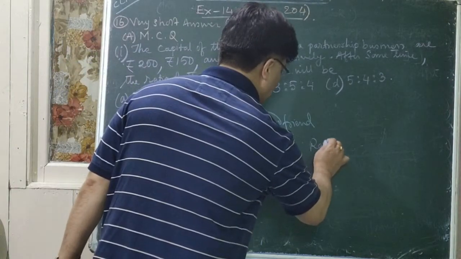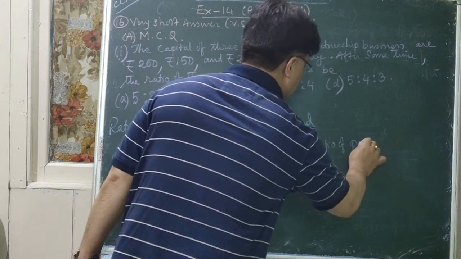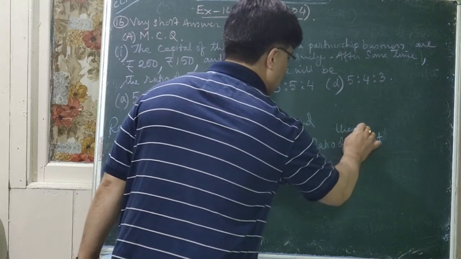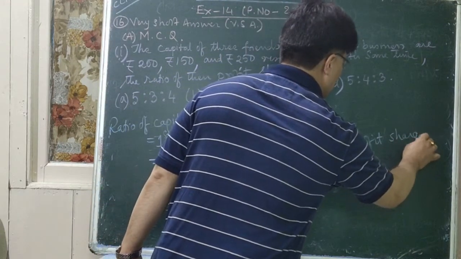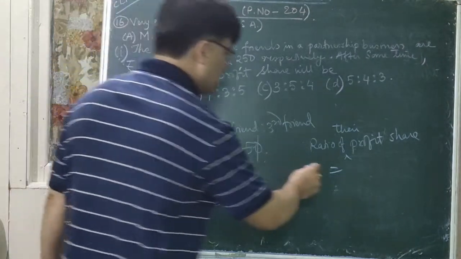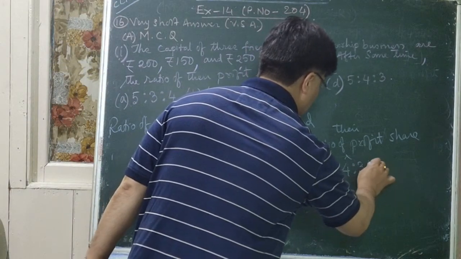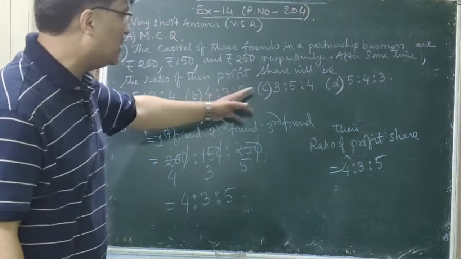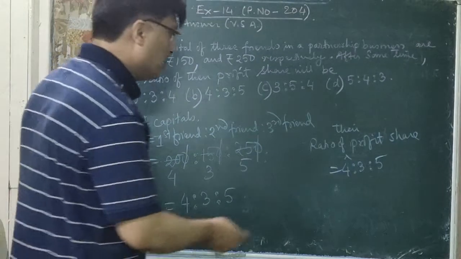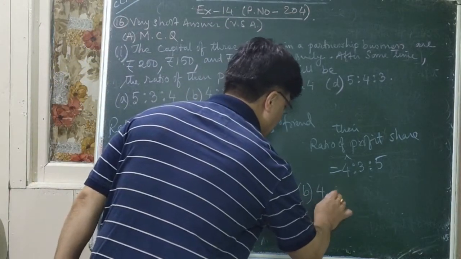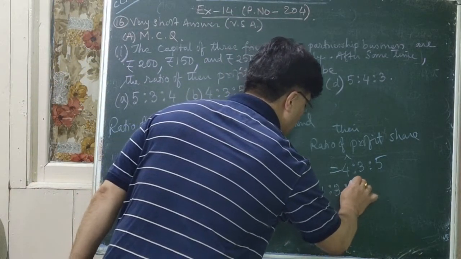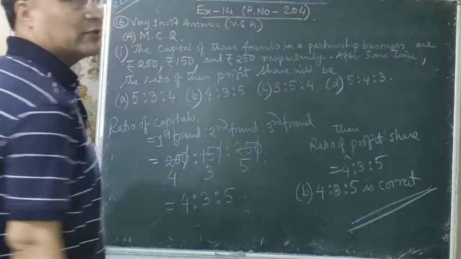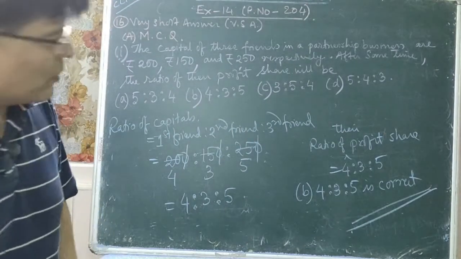So, ratio of their profit share is equal to 4 is to 3 is to 5. So which is the correct option out here? A, B, C or D? Which one is the correct option? B. B is the correct option, right? So B, 4 is to 3 is to 5 is correct. So I think you have understood it. Now we'll do the next problem.